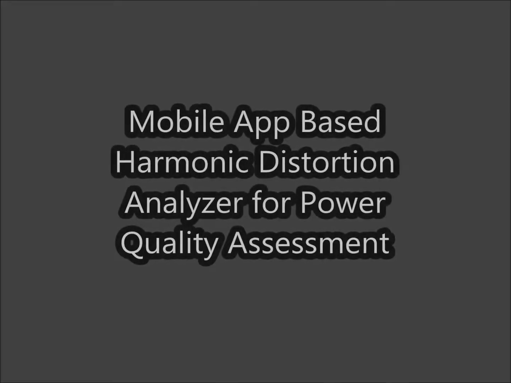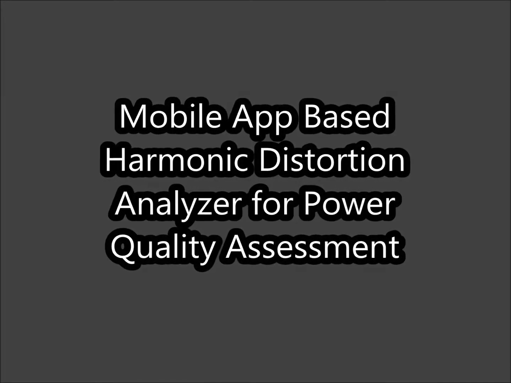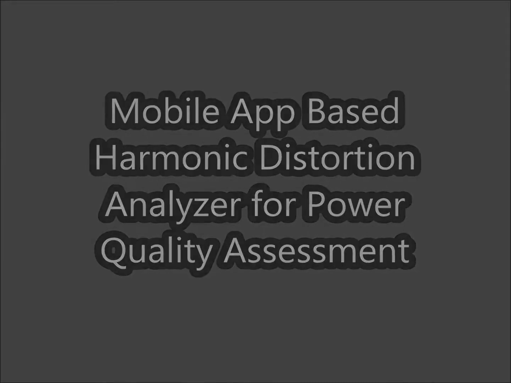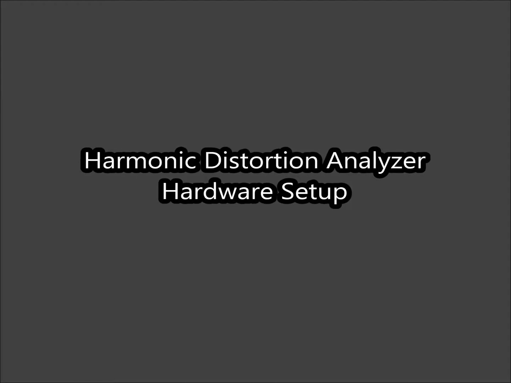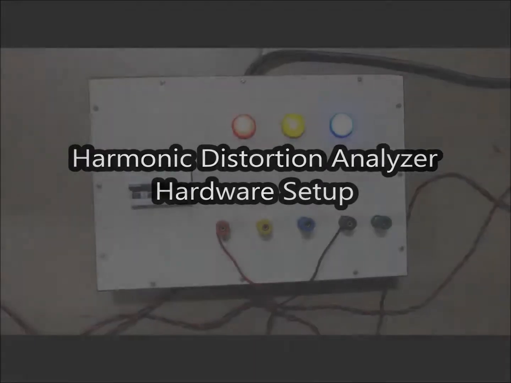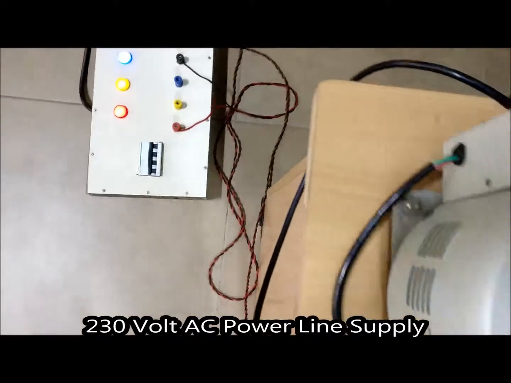Now we are going to have a look at the mobile app based harmonic distortion analyzer for power quality assessment. First, we'll have an overview about the harmonic distortion analyzer's hardware setup. It all starts with a 230 volt AC power line supply.